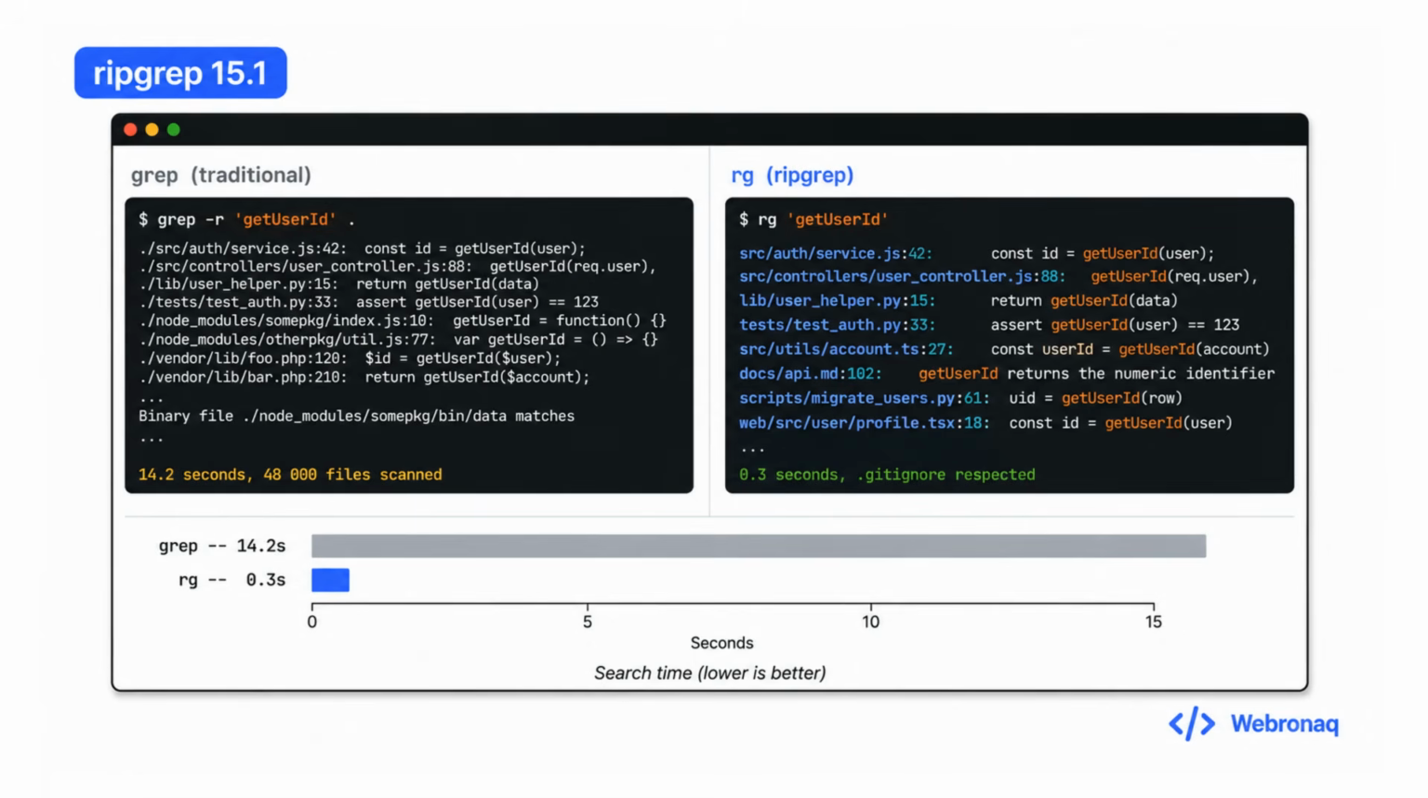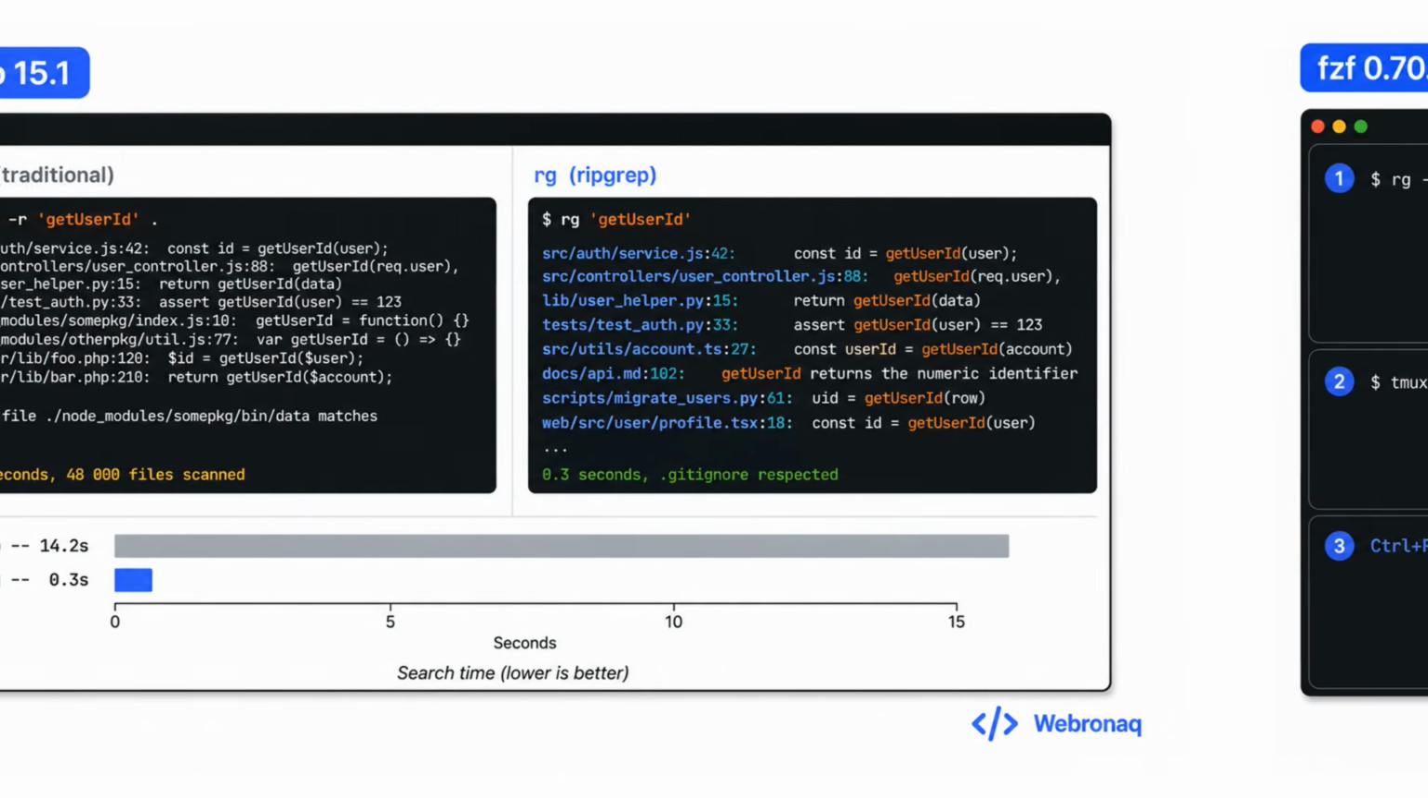Ripgrep returns the same results in a fraction of a second, with syntax-colored output showing file name, line number, and the matching text highlighted. You use it exactly like grep. Type rg followed by your search term and you are done. The key insight is that by respecting gitignore by default, ripgrep is not just faster, it is smarter. It understands your project structure without any configuration. And if you want to make that search interactive, picking results with your keyboard in real time, that is where our next tool comes in.